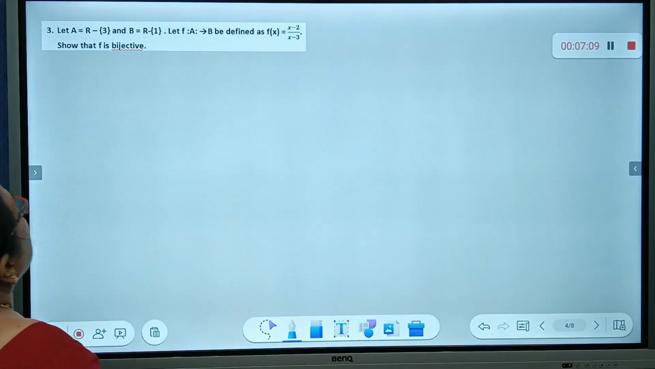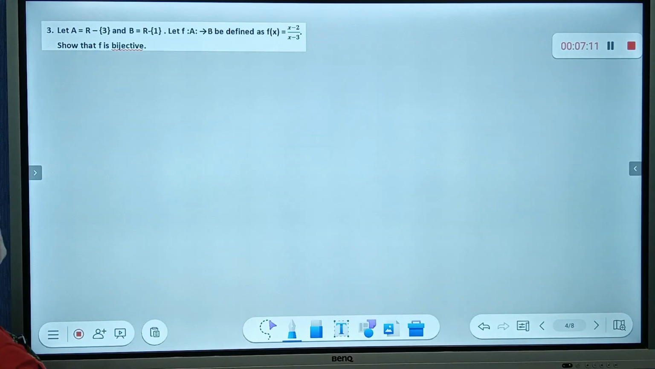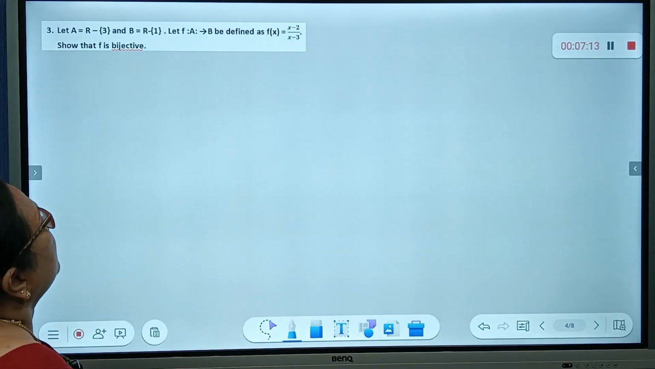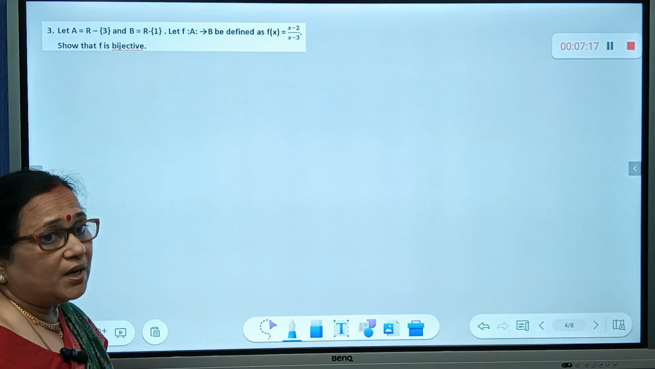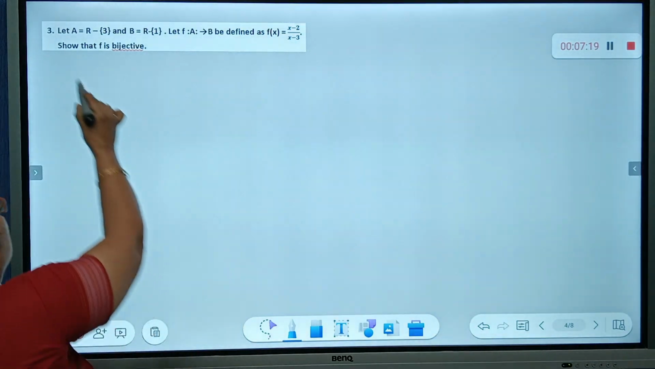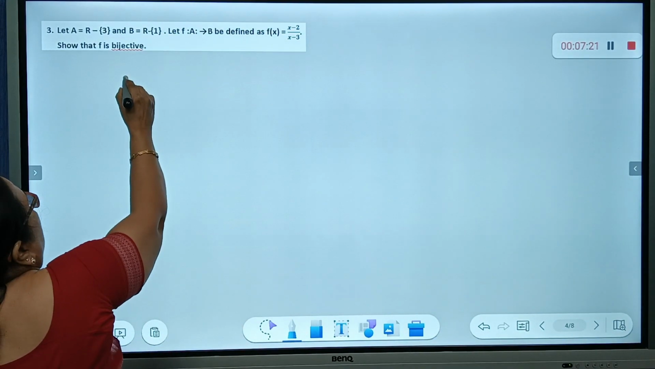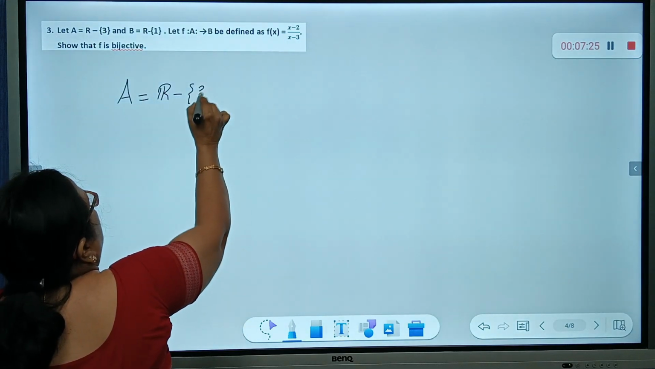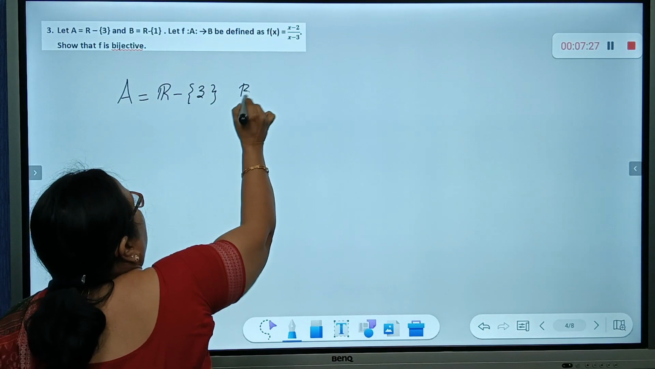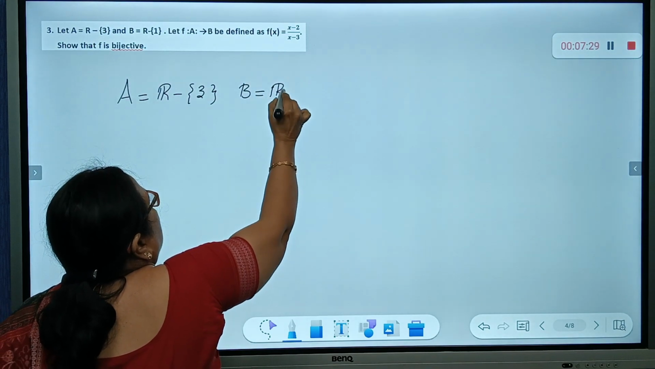Now, A is defined as R minus 3. I hope you understand why. Because for example, here if I put x equal to 3, f of x will not be defined. That is why A is given as R minus 3. B is defined as R minus 1.